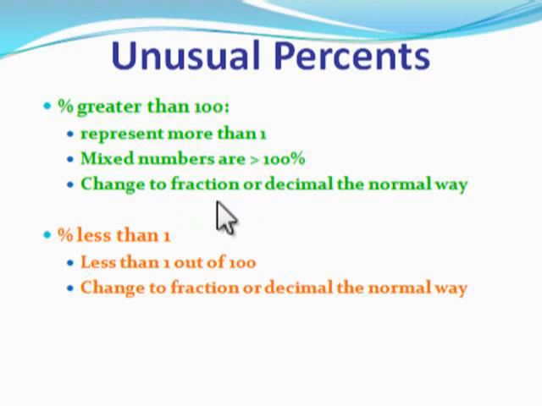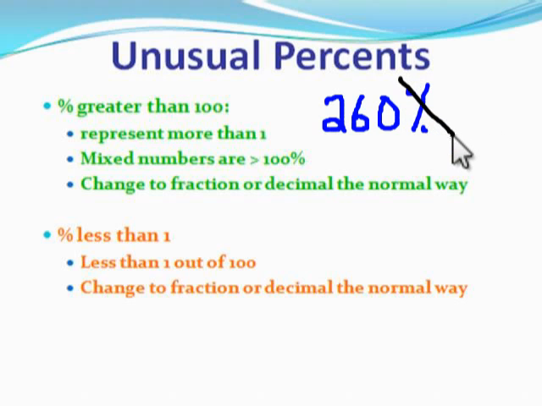When you're going to change it to either a fraction or a decimal, you change it the same way you would change a normal percentage. So let's look at an example. If we have 260%, we would drop the percentage sign and then take that decimal, which of course when it's silent is sitting at the end of the number, and move it 2 places to the right. So that'd be 1 and that would be 2. So our answer would be 2.6, 2 and 6/10.